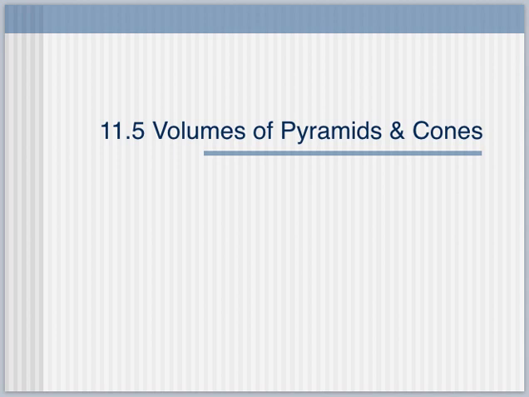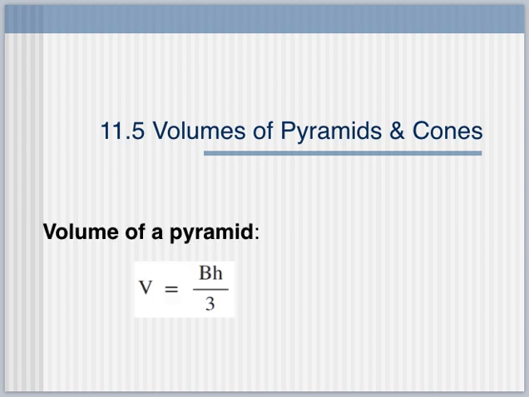Today's lesson is about calculating the volume of pyramids and cones. Your formula for volume of a pyramid is area of the base times height of your pyramid divided by 3. Notice how it's really the equation for volume of a prism, area of base times height, divided by 3. We'll talk more about why that is later, but really any pyramid takes up a third of the space in the smallest prism that can hold it.